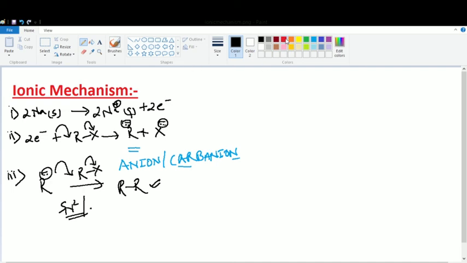Let me brief you on this ionic mechanism again. We take two sodium atoms, which release two electrons. These two electrons attack the anti-bond of RX and produce R minus, which is known as a carbanion or anion. In the third step, this carbanion attacks RX by the SN2 mechanism. So this is your Wurtz reaction.